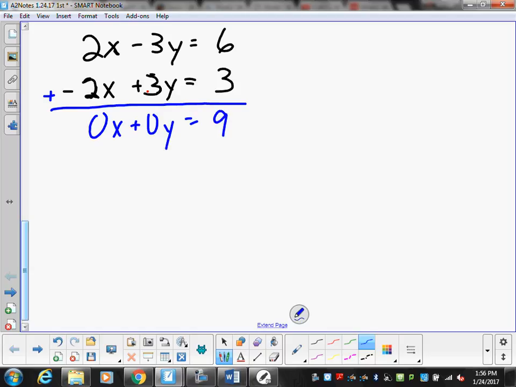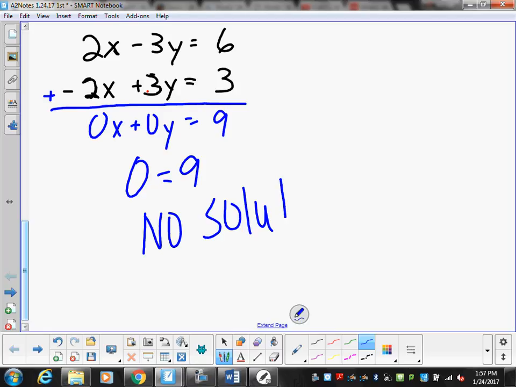Well, what is 0 times x? 0. What's 0 times y? Well, 0 plus 0. So, when does 0 equal 9? Never. No solution. Okay? So, what they're saying there is those lines will never intersect.